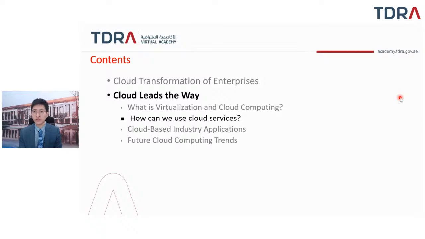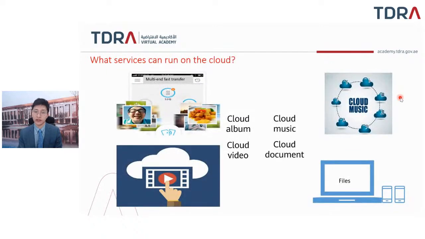So how can we use all these cloud services? After I introduce the technology, it seems like it is still a little far from our real life, right? So let's take a look at how this cloud service works, and they are quite close to us. The first one is which services can run on the cloud. Actually, every application we are using every day can be running on cloud computing. For example, like the cloud album, cloud music, cloud video, and cloud document.